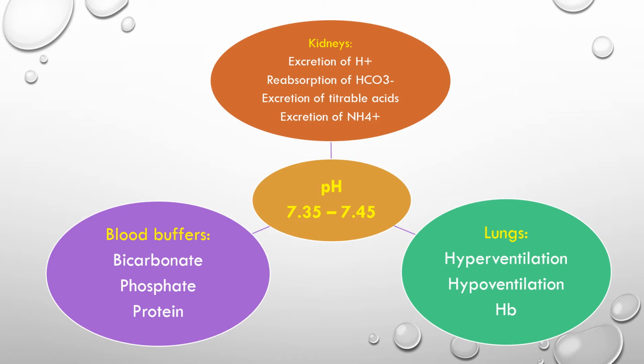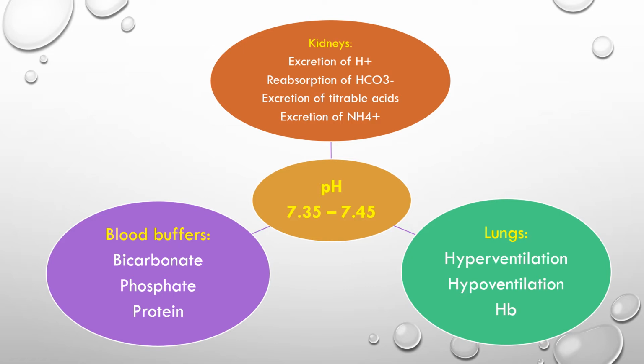Now, the pH is nothing but the negative log of hydrogen ion concentration. So, if the hydrogen ion concentration is high, then the pH will be low since it is a negative log. Similarly, if the hydrogen ion concentration is low, then the pH will increase.